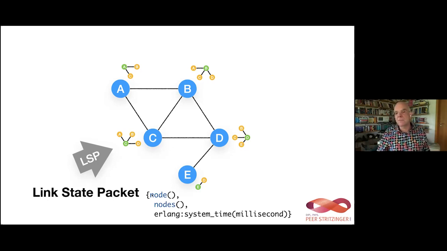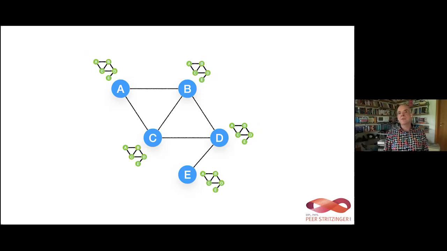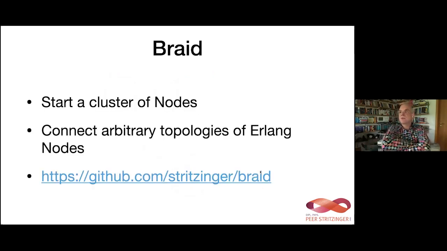In Erlang, a very simplified link state packet would be a tuple with the name of the node itself, the names of all the neighbor nodes, and then a timestamp, because usually link state protocols expire these link states. If they didn't hear from a node for a while, then you take it away. And what you do with these link states is you flood the network. You send this to all your neighbors and the neighbors send it to all their neighbors, and then everyone has everything. Everybody has all the information to put together the whole topology in every node, and that's how you learn it. So I have one more topic, and that's probably just about right for 5 minutes.